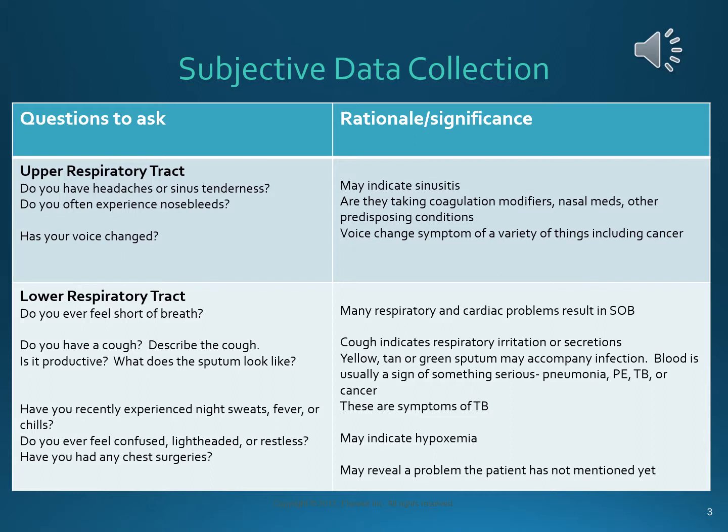People will often have this hacking cough and get all kinds of antibiotics and cough syrups and all kinds of stuff, only to find out it's an allergy. And so not all cough necessarily is an infection. Have you experienced night sweats, fever, or chills? These are symptoms of TB, and these are really important to follow up on. Do you ever feel confused, lightheaded, restless, dizzy? This could indicate somebody with hypoxemia, and then of course if you ask them about chest surgeries, this may lead you to something that they haven't talked about yet.